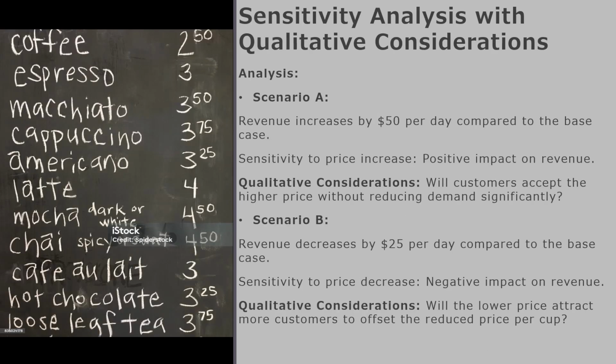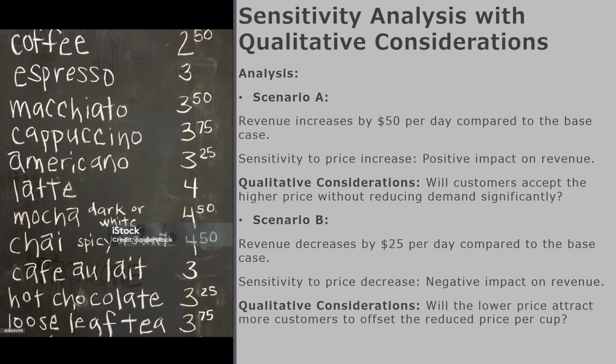Once the quantitative adjustments have been made, a sensitivity analysis must look at the qualitative considerations. Thus, in the analysis already presented, in scenario A, we saw that there was a revenue increase of $50 per day compared to the base case. The sensitivity to price increase, therefore, resulted in a positive impact on revenue. However, looking at the qualitative consideration, it must be asked, will customers accept the higher price without reducing demand significantly?